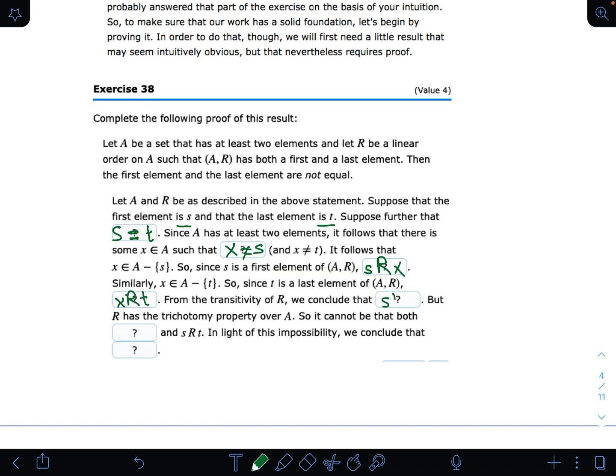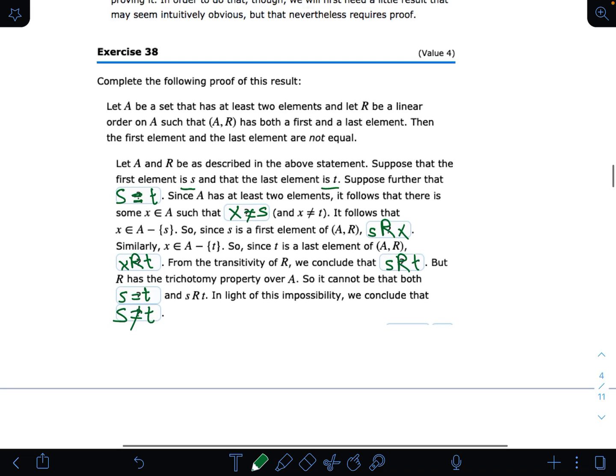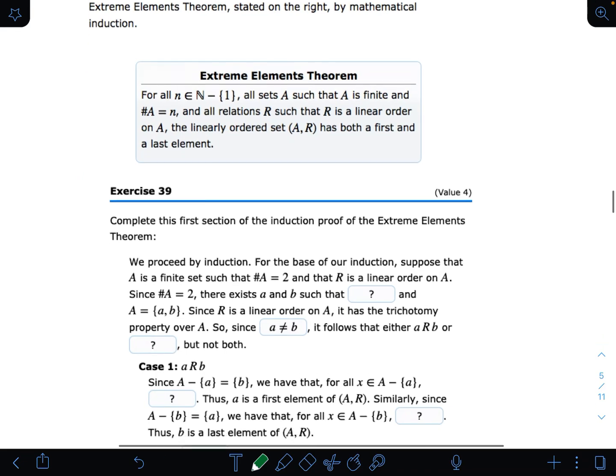And from transitivity, we would conclude S relates to T, but R has trichotomy over A, and we cannot have it that both of these, S equals T and S relates to T, are true. So therefore, we've proven by negation that S cannot be T in exercise 38.